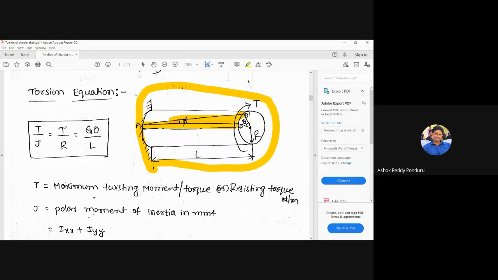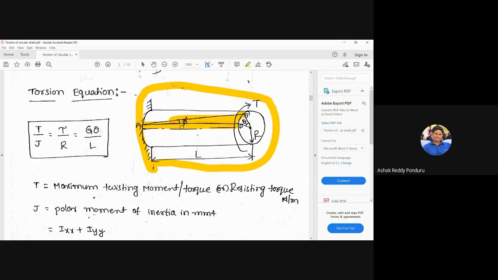Why does B move to B dash? Due to the twisting moment. When B moves to B dash, it makes some angle, called phi here. Generally, most of the students answer what is meant by this angle. They say this angle is called the angle of twist.